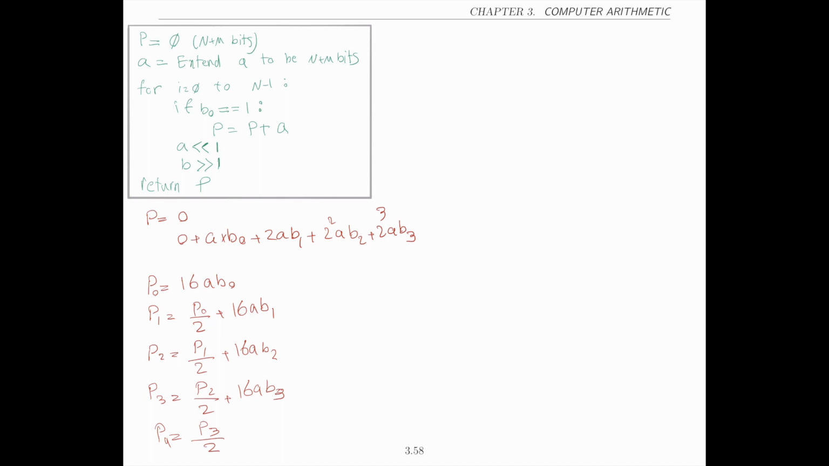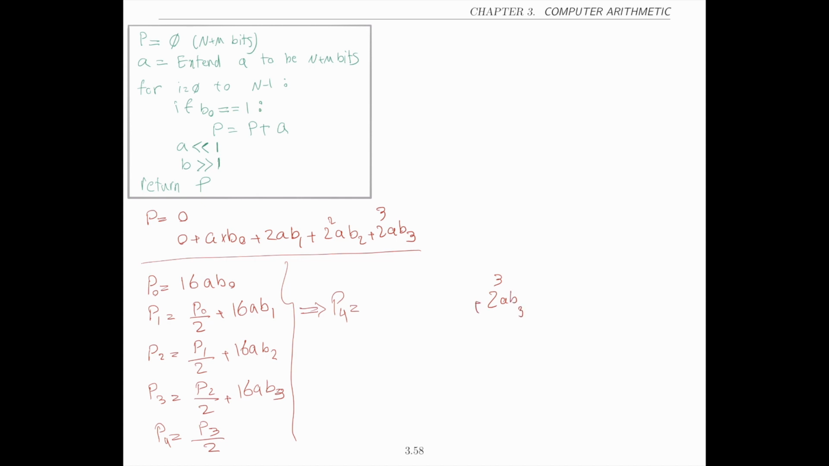Now, if I do this, what is the final value that I get for P4? You should just replace P3 here, P2 here, and if you just keep doing these replacements, you are going to see that we are going to have, for example, 16 times AB3 over here divided by 2. So that will give you 8, which is 2 to the 3 times AB3.